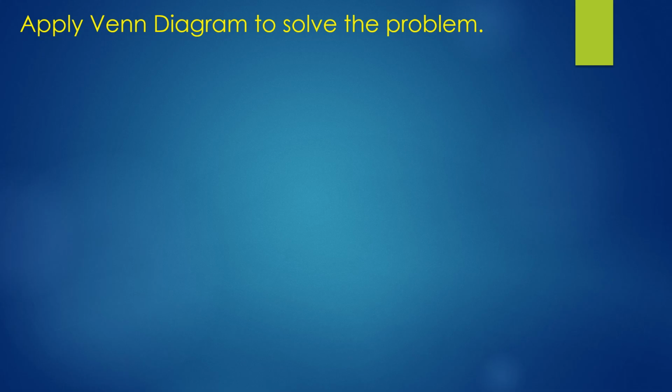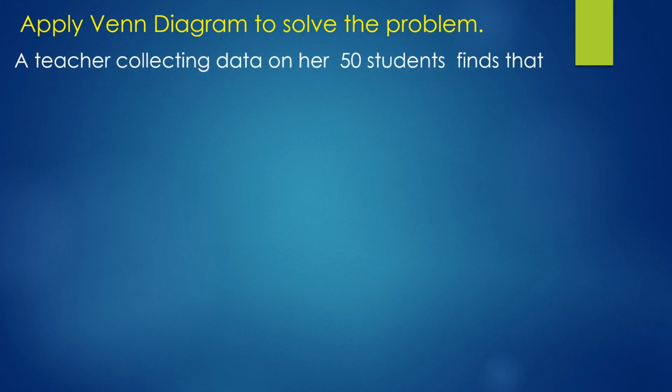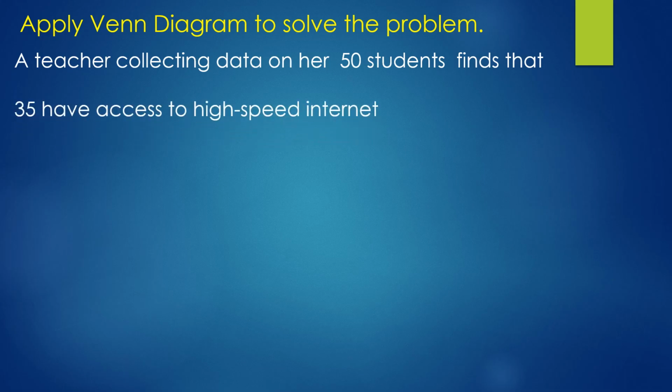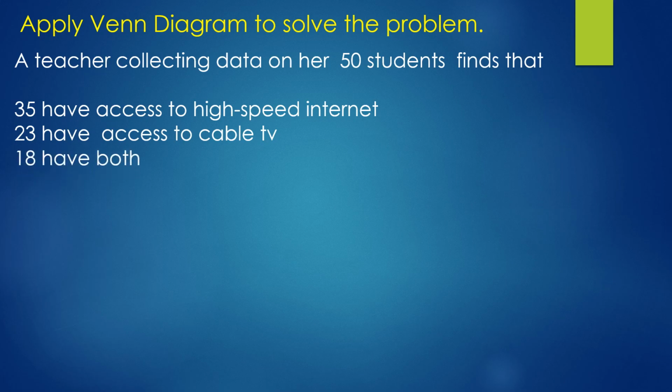Okay, now let's apply Venn diagram to solve this problem. A teacher collecting data on her 50 students finds that 35 have access to high-speed internet, 23 have access to cable TV, and 18 have both, which means they have access to high-speed internet and also cable TV.